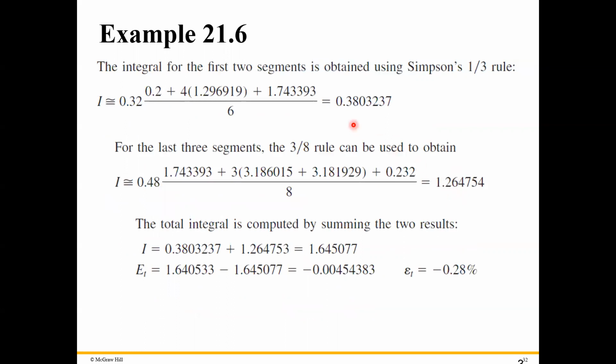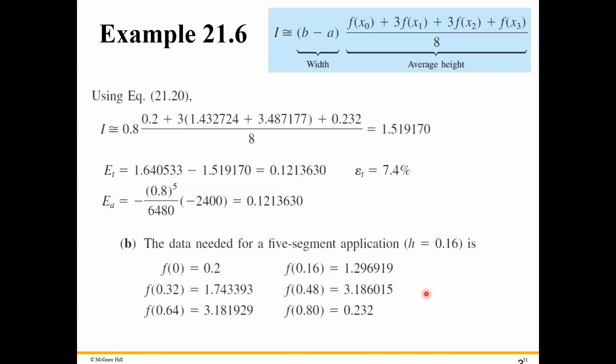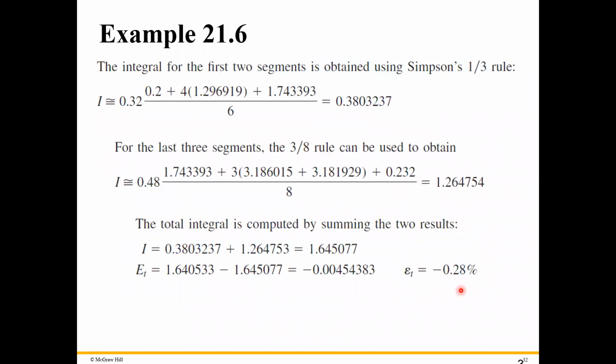Now 1.26 is added to this 0.38. Then we will get 1.645, and now we get an error of about 0.28%, which is even better than before. It is better than the single application of the Simpson's 3/8 rule, because in the single application of the Simpson's 3/8 rule we got a 7.4% error, but in this case we got only 0.28% error. This is the hybrid application of the 1/3 and the 3/8 rule.